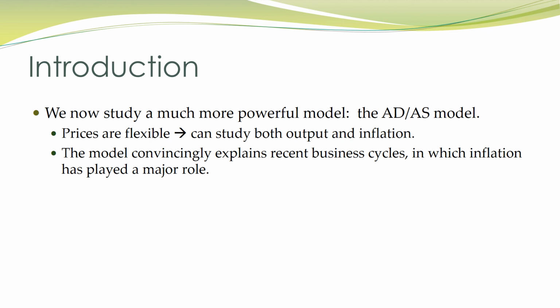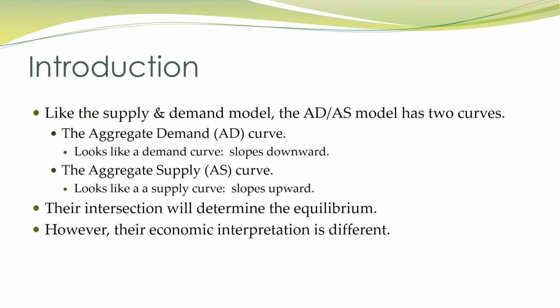In this video, we will study a much richer model, which is called the ADAS model. In this model, prices can change. Thus, the model lets us analyze changes in both output and inflation over the business cycle. We shall see that the model provides a convincing explanation of the business cycles of recent decades in which inflation played a prominent role. Like a model of supply and demand, the ADAS model will have two curves.